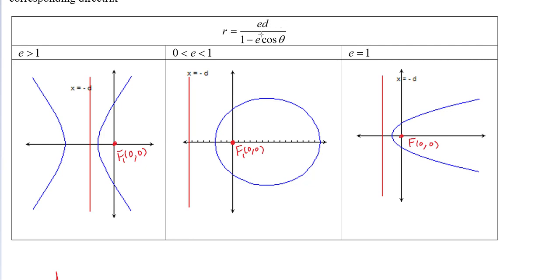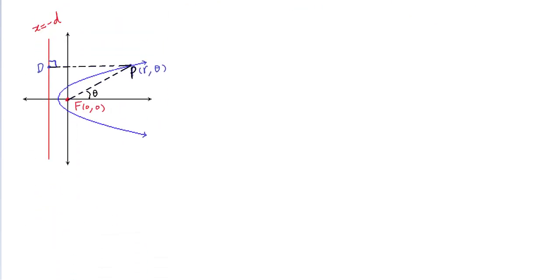Now, how do I get this polar equation? I'm going to explain that here. I put the fixed line, the directrix, at x equals negative d, and I draw the conic section. This may be part of a hyperbola, part of an ellipse, or just a parabola. Any point P on the conic section is represented by r, theta, which is the polar coordinate of the point on the conic section.